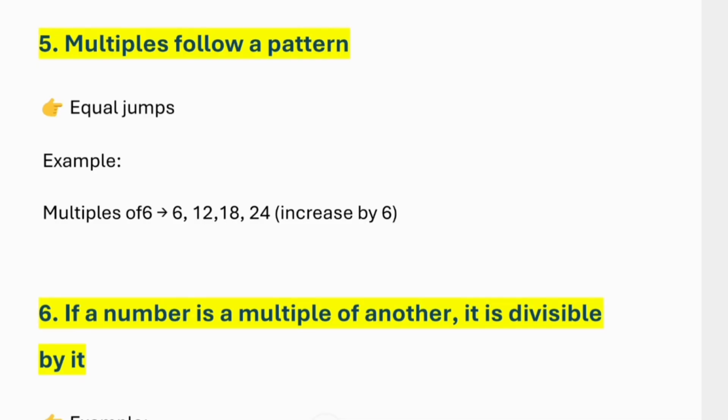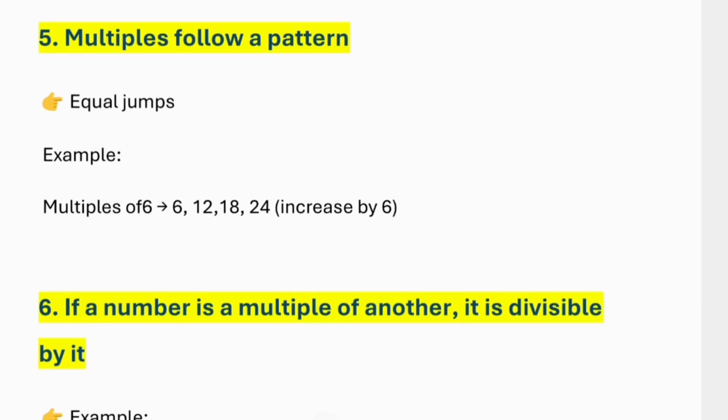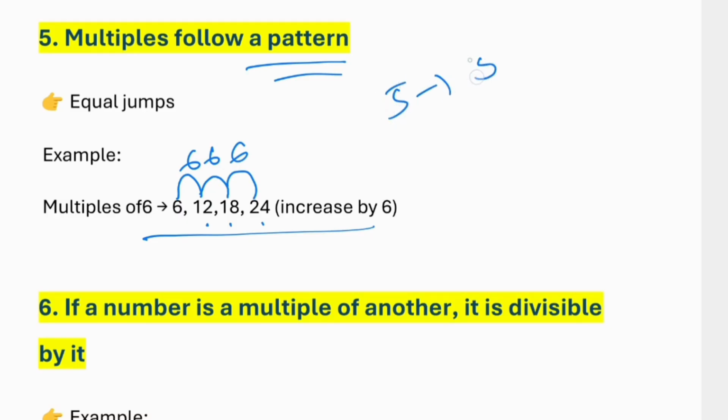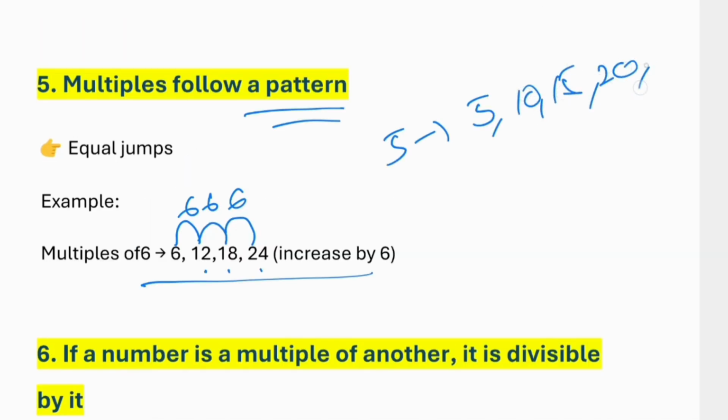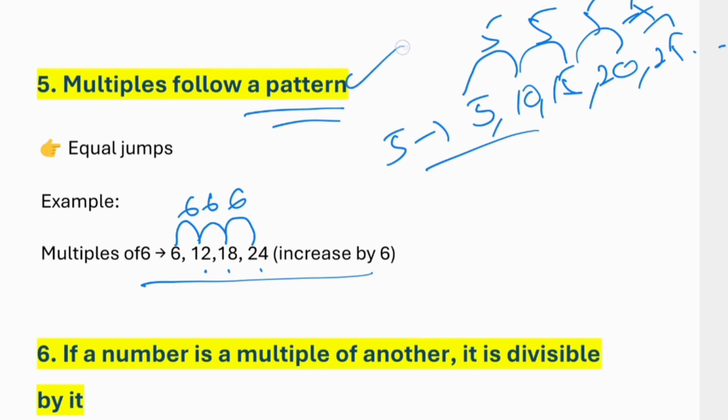And the next one, multiples follow a pattern. We also discussed pattern earlier in the topic of multiples. For example, the multiples of 6 are 6, 12, 18, 24. Here we observe that the difference from one multiple to another is equal, a fixed number, that is 6. Another example, the multiples of 5 are 5, 10, 15, 20, 25 and so on. Here also we observe that the difference from one number to another is 5. So here 5 is the fixed number. Therefore, multiples follow a pattern.